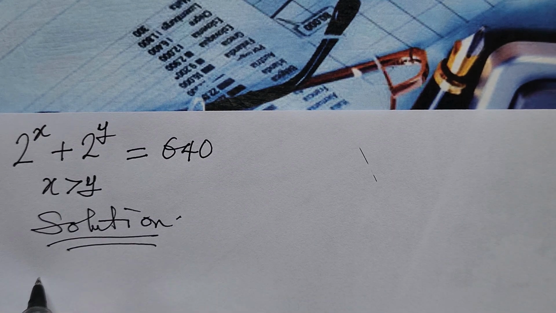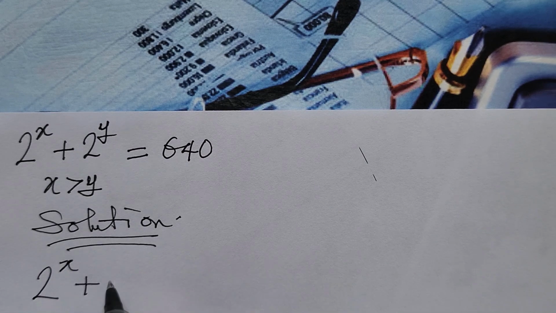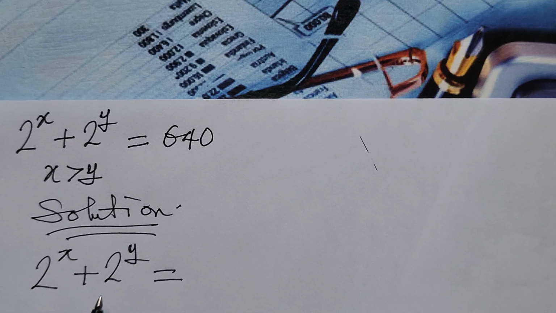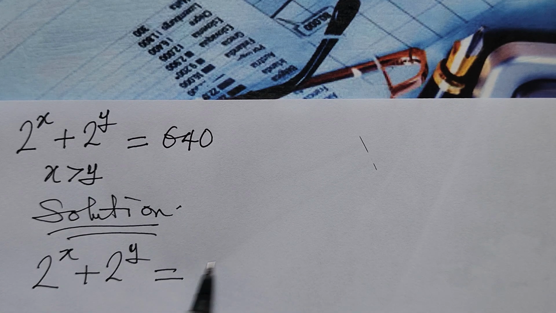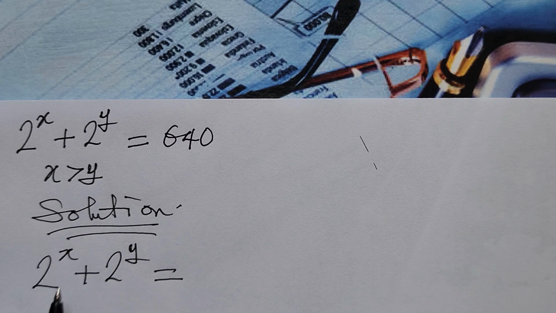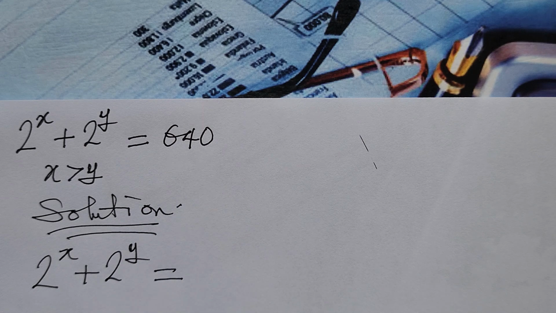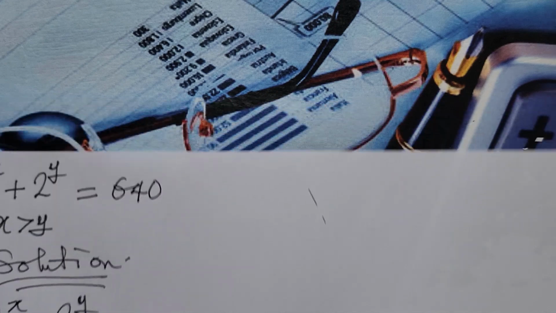So we have our 2 to the power of x plus our 2 to the power of y. This is equal to, we want to bring out an expression on the right hand side that has 2 to the power of a certain number and also 2 to the power of a certain number, keeping in mind that our x is greater than y. So let's go ahead and simplify this 640 based on the base number we have here, which is 2. So we're going to divide 640 by 2 until we get to a number that is not divisible by 2. So let's do it on this side.